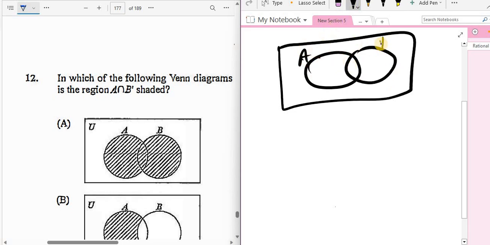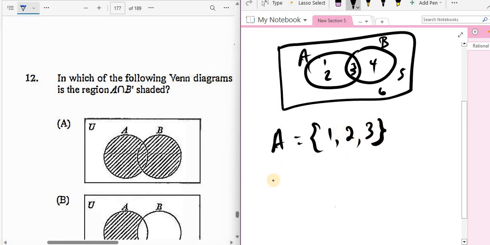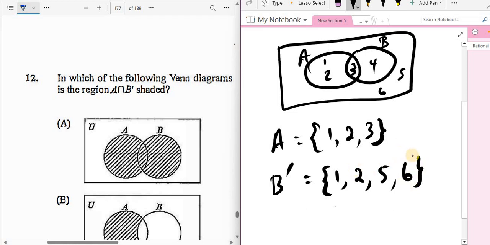This is A and this is B, right? Let's put in some numbers: 1, 2, 3, 4, 5, 6. Give me A quickly. 1, 2, and 3. Very good. Give me B complement. B complement: 1, 2, 5, and 6. See what I say? What does B complement mean? They must not be within the circle of B.